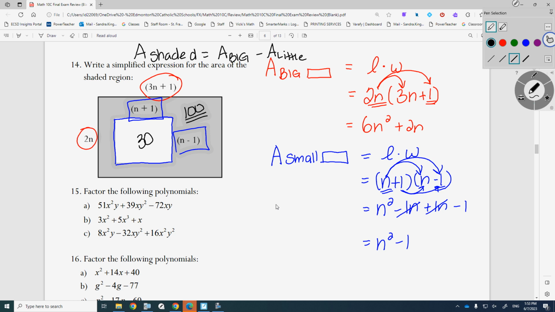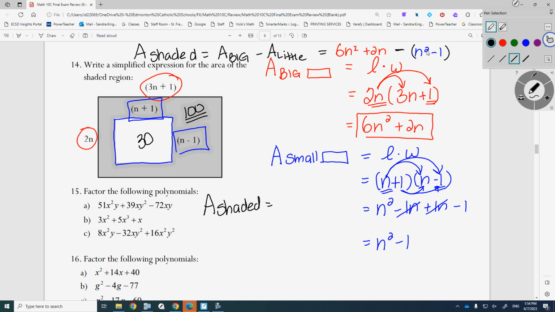Now, here's where students make mistakes with this guy. When I take the big, the area of the big is 6n squared plus 2n. Then they write their minus, and here's what students will do. They're going to write minus, and then they're going to write the small n squared minus 1. What's wrong with the way this is currently written? What do I have to write it as? That's right. It's the big minus each of these terms. So how you take care of that is this goes in a bracket. Okay? And then what it would be, I'll just write it over here.